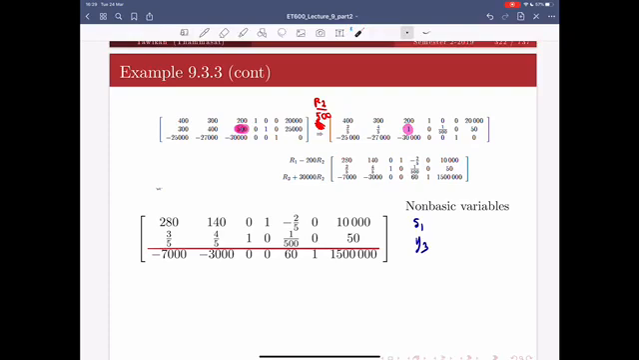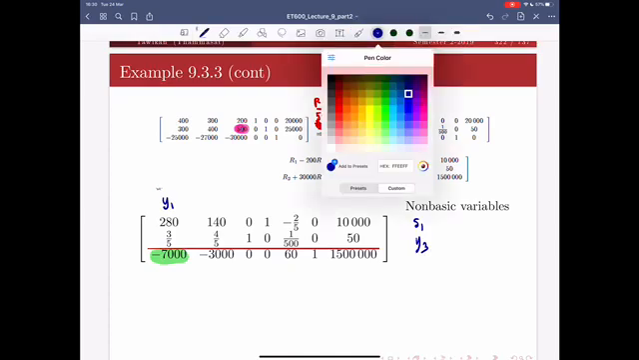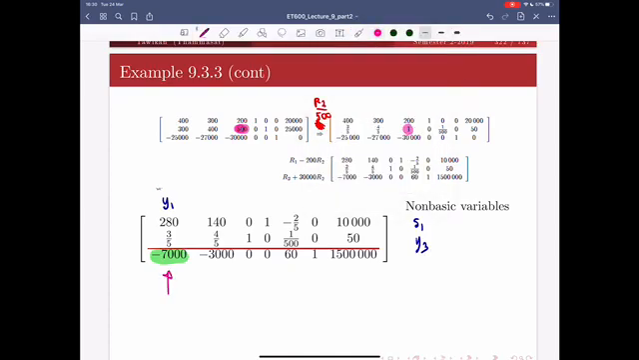So searching for the most negative entry of the bottom row, which is this guy, I'm gonna highlight that with green again. So that is the most negative entry. If you want to label, Y1, that column contains all the coefficients of Y1. So your next entering variable is your Y1. So this is the entering variable.